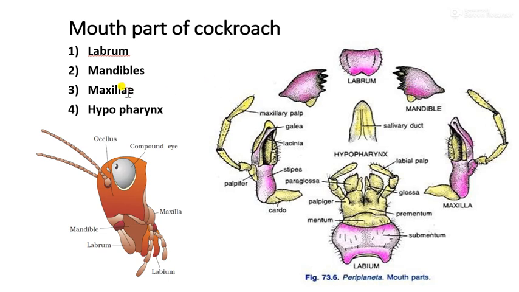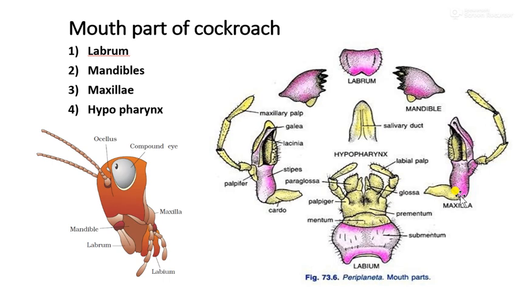Now we see about the maxillae. Look at this maxillae. This is the maxillae. The maxilla belongs to the fifth segment of the head. These are two, one on either side of the head capsule.